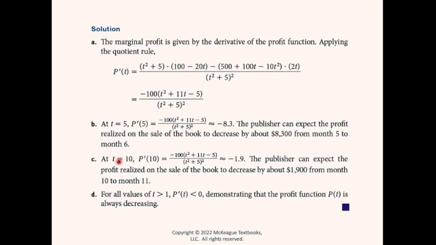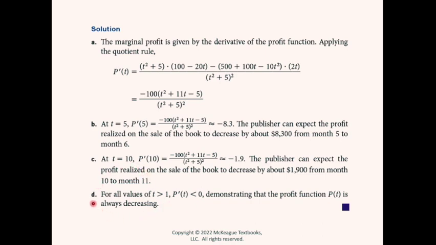Do the same thing at 10. If I evaluate the derivative at 10, I get negative 1.9. Remember, this is in thousands. Because this is negative and we know that it's in the thousands, we can say that we are approximating that the profit is going to decrease about $1,900 from month 10 to month 11.